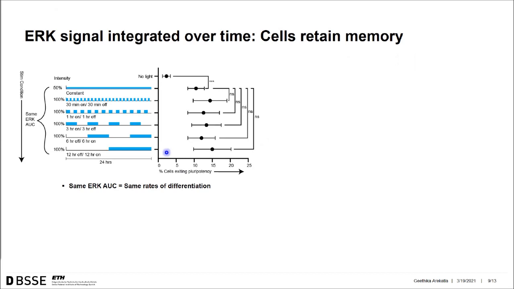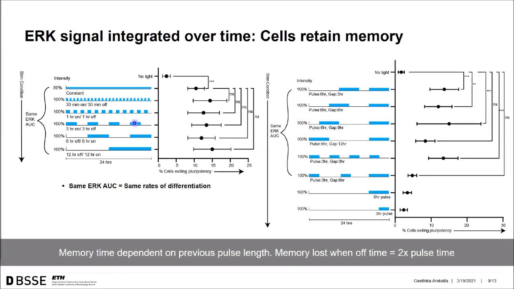So we were interested in finding out, okay, keeping the same area under the curve, how far apart can two pulses be where the cells lose memory of the previous pulse? So for that, we did this experiment where we had pulses of either 6 hours or pulses of 3 hours. And for the 6-hour pulses, we gave them a gap of either 3 hours, 6 hours, 9 hours, or 12 hours. And for the pulses of 3 hours, we gave a gap of either 3 hours and 6 hours. The only criteria was that the area under the curve should remain the same.